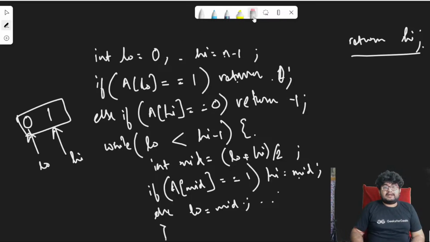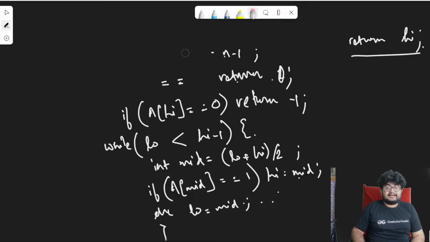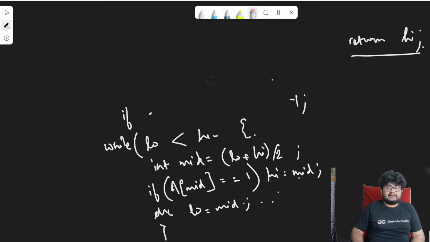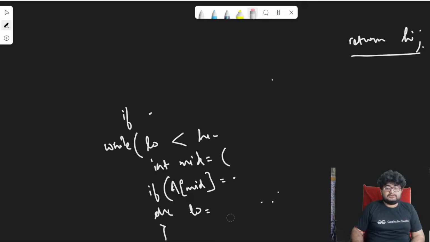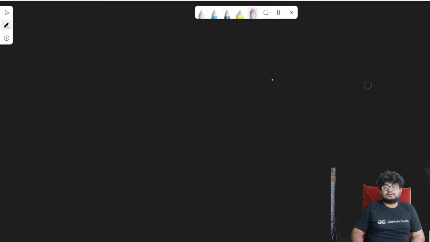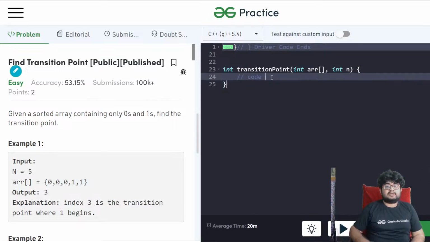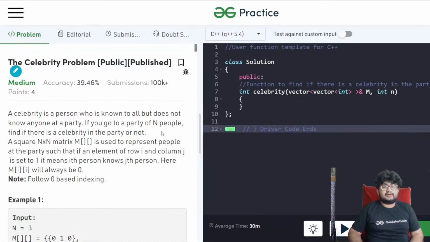So this is the code. Unfortunately, I'm not able to submit, but this is how the code would look like. I hope that there should not be any doubts, but let me know if there is any doubt with the implementation. Let's move to the next problem. We have spent a significant time on this. Okay, let's move to the next problem.